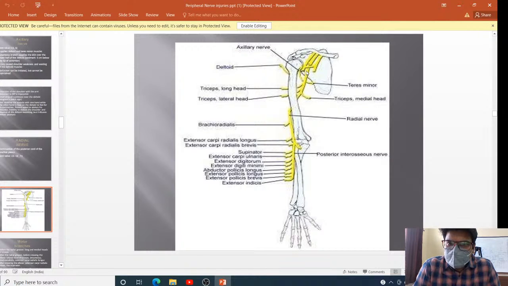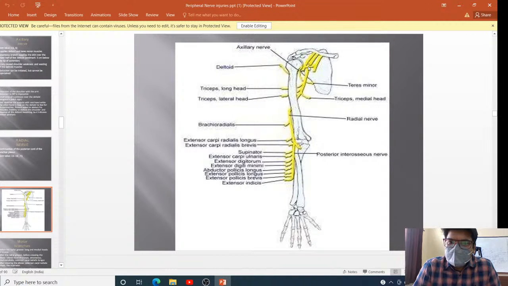In the axilla it passes through the quadrangular space, and then it passes posterior to the humerus, middle third of the humerus, in the spiral groove from medial to lateral. After coming laterally it pierces the lateral intramuscular septum and comes into the anterior compartment of the arm, and in front of the lateral epicondyle it divides into the superficial radial nerve and the posterior interosseous nerve.